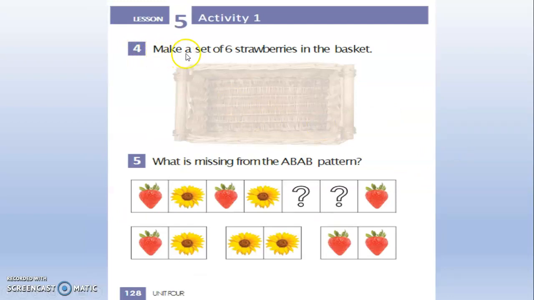Question number 4. Make a set of strawberries in the basket. So you have to make a set of 6 strawberries. And then number 5. What is missing from the pattern ABAB? So you have strawberries, sunflower, and what goes next?